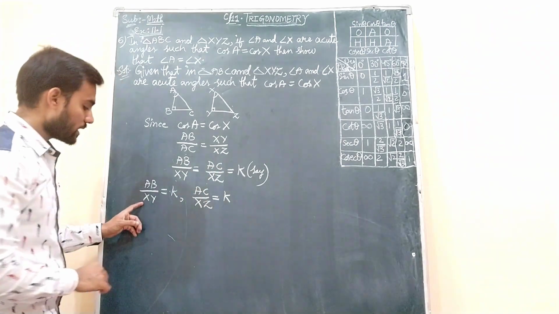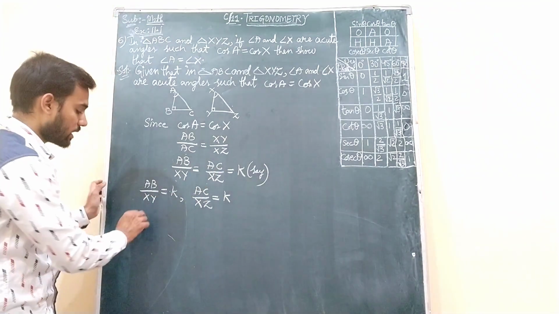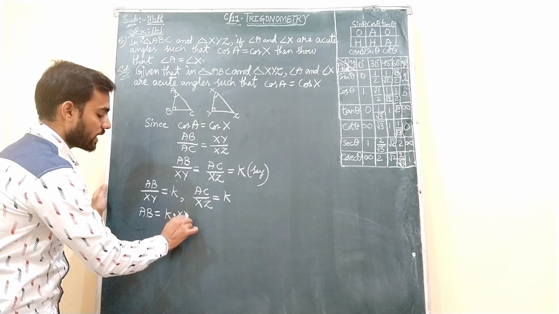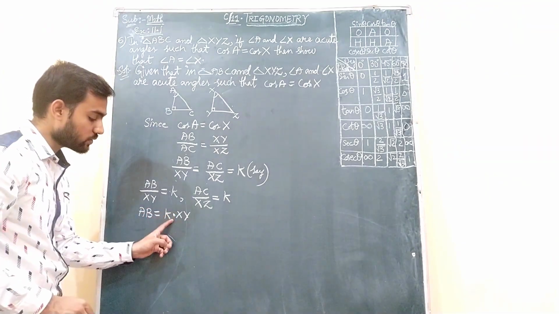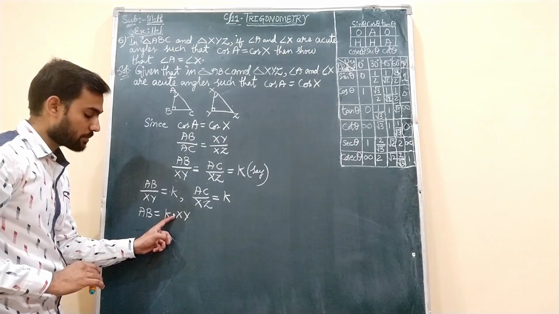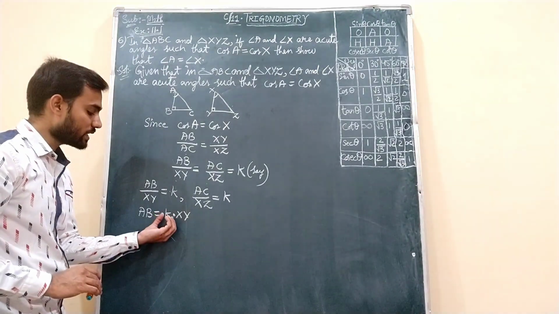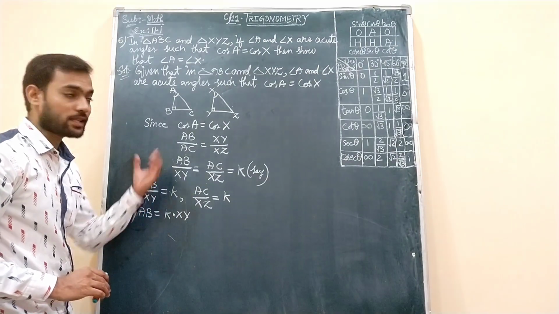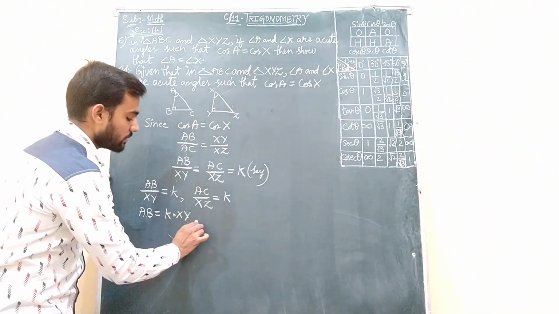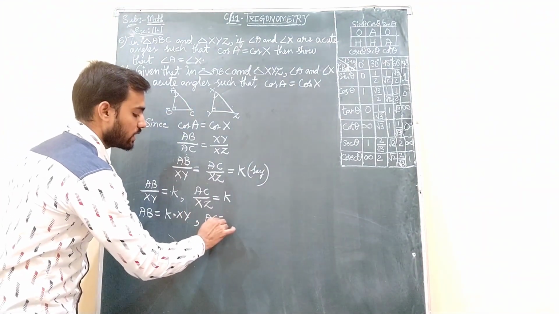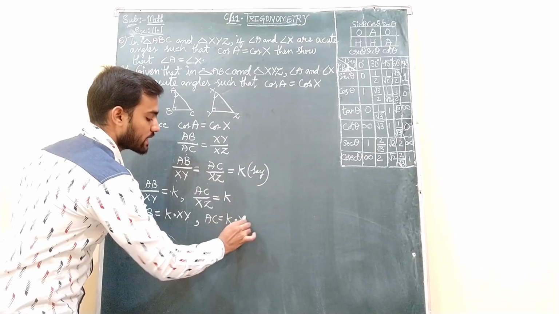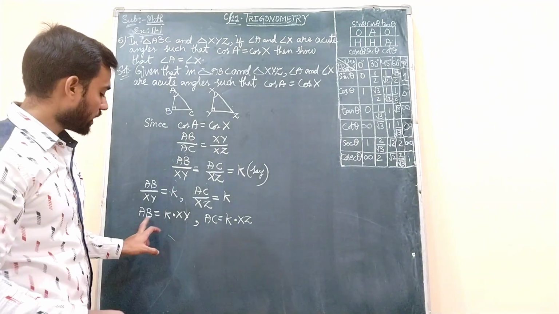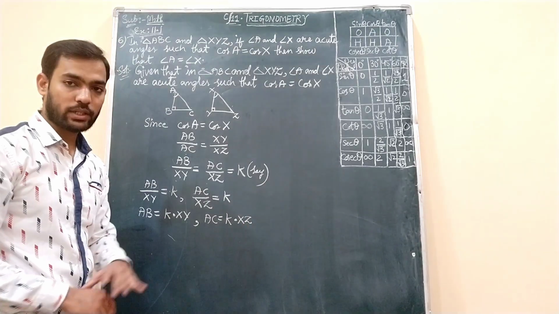Okay students, this XY is in division. If I transpose to the right hand side, I will get AB is equal to K into XY. This is not a point. If you are writing a decimal point, you should write it below, at the bottom. I am writing it in between just to indicate that K and XY are in multiplication. K is a constant, XY is a side of this first triangle. Similarly, here also what will happen? AC is equal to K into XZ. See, this dot also indicates multiplication. So we got AB is equal to K into XY and AC is equal to K into XZ.